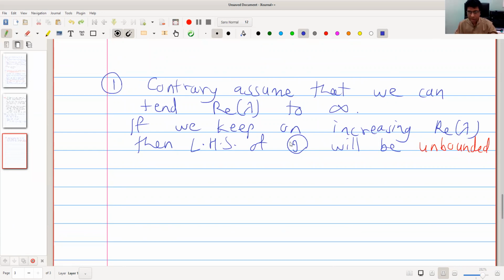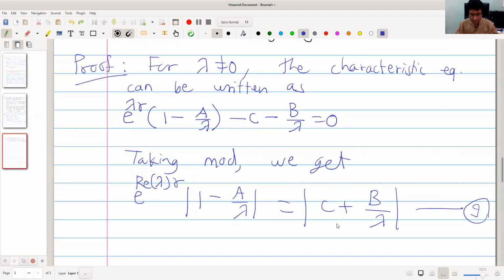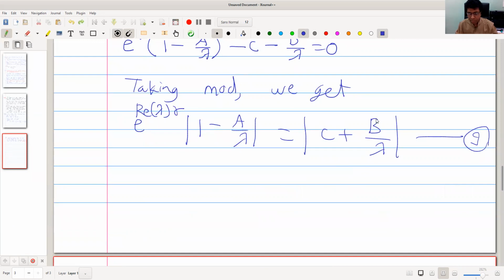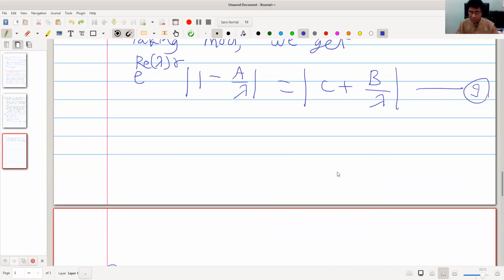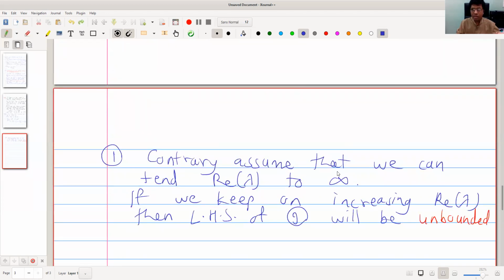What happens to the right hand side as we keep on increasing the real part of lambda? This term b by lambda will tend to 0, and this c is free from lambda, so the right hand side will approach mod c. Okay, so the left hand side is unbounded and the right hand side is approaching mod c. This is a contradiction, because mod c cannot be infinity.